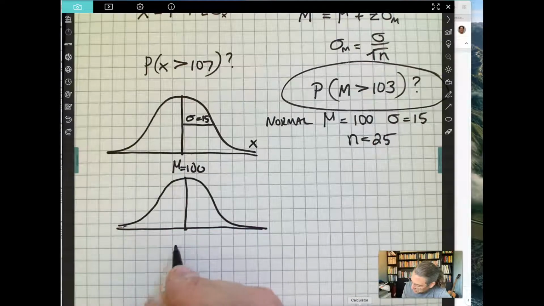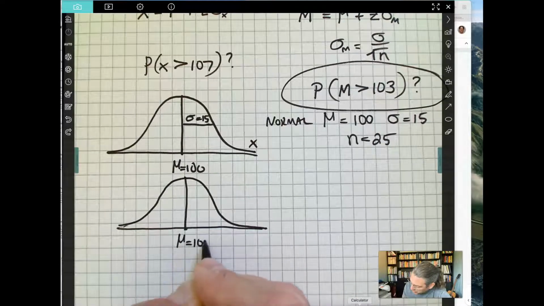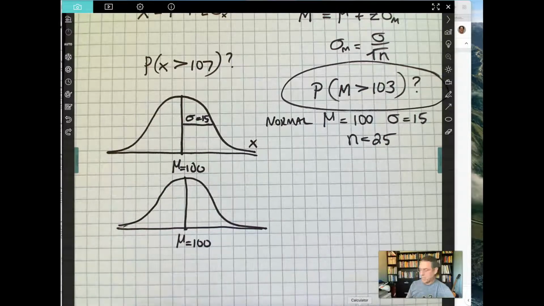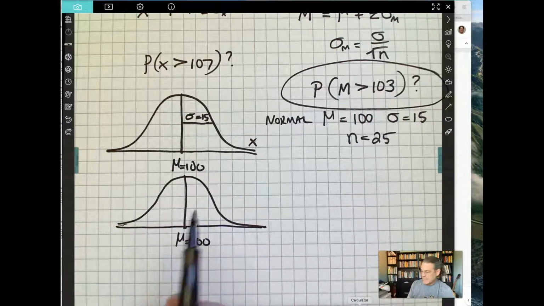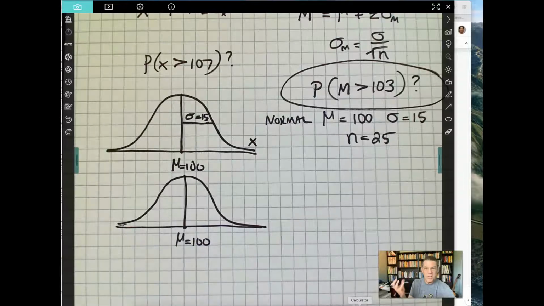Second thing it tells us, the mean of all these sample means will be the population mean. So the population mean is 100. That means all these sample means will be right around 100. They aren't going to be exactly 100. Some will be above, some will be below, but they should be near 100 because that's the mean for the population.